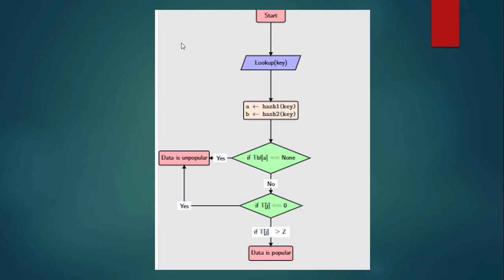But if the data count is equal to or greater than z, where z is a term we use for popularity. If z equals 10 and your data has 10 duplicates, then your data is popular.